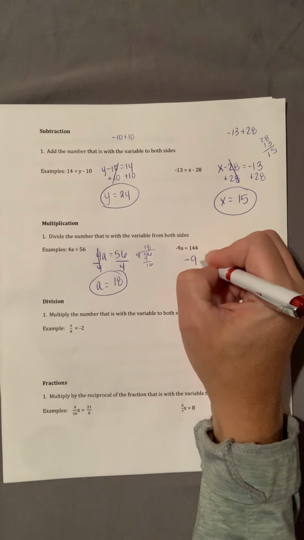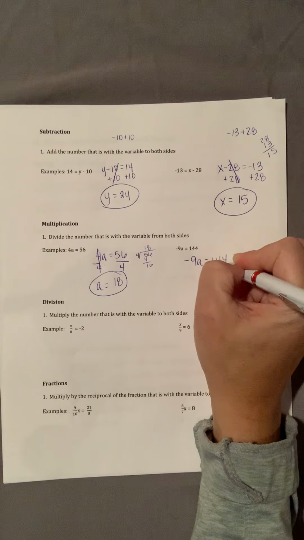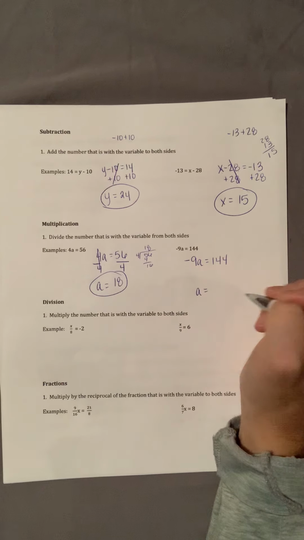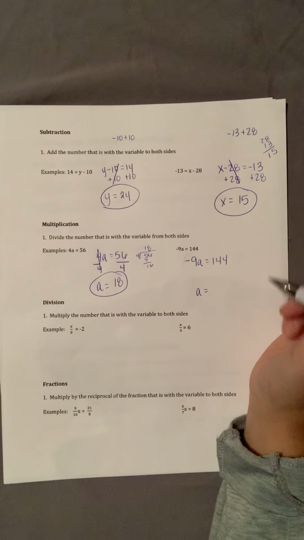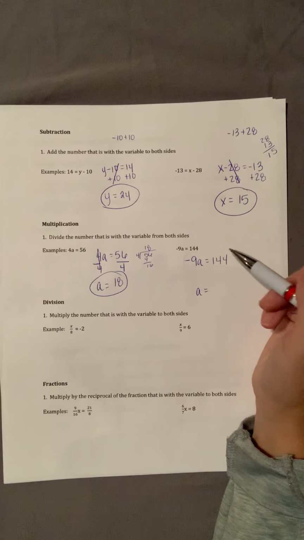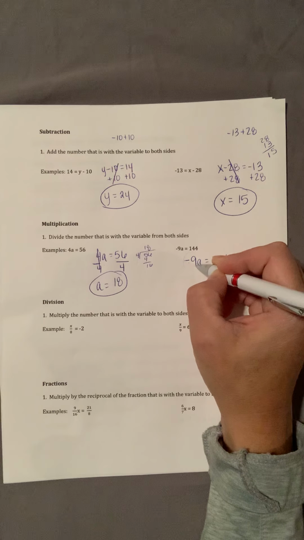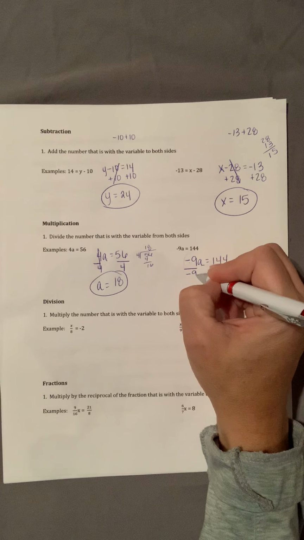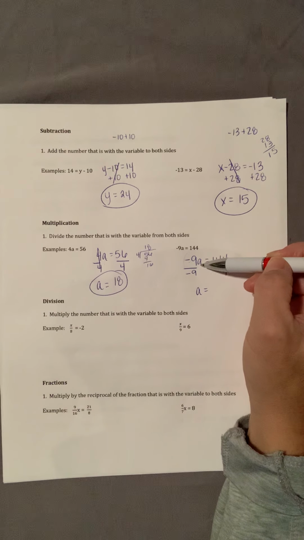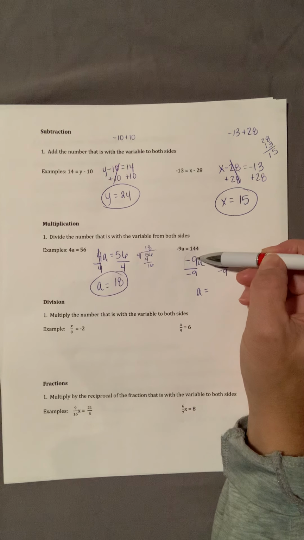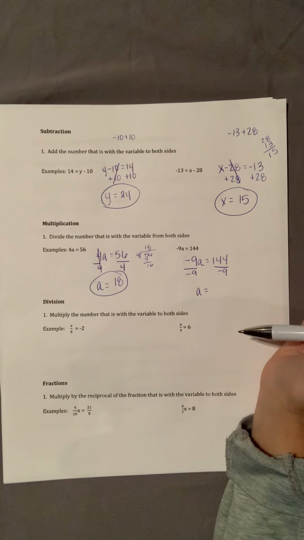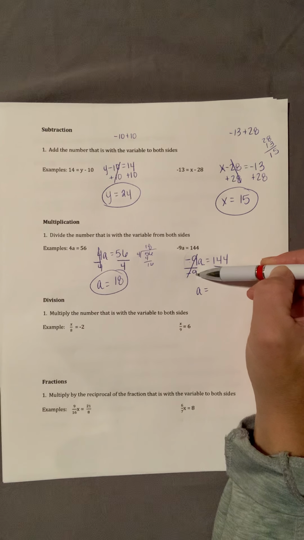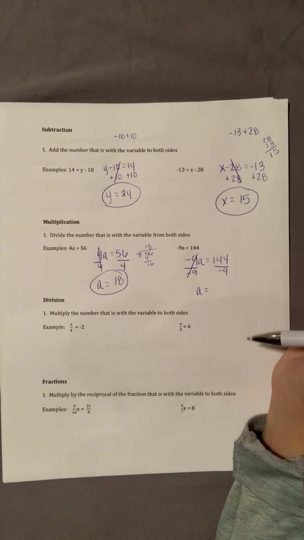I have negative 9a equals 144. My goal is to get the a by itself. So I got to get rid of anything that's with it. This is not minus 9, so we're not going to add. This is negative 9 next to an a, so that's multiplication. Opposite of multiply is divide. But when you divide, you have to get rid of everything except the a. So that means I have to get rid of negative 9. So those two cancel because negative 9 divided by negative 9 is 1, and 1 times a is a.